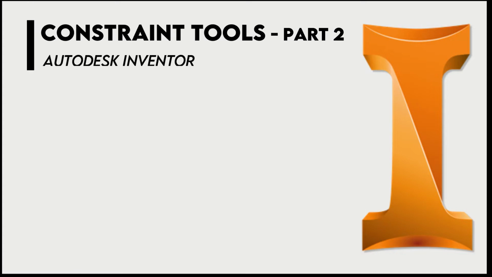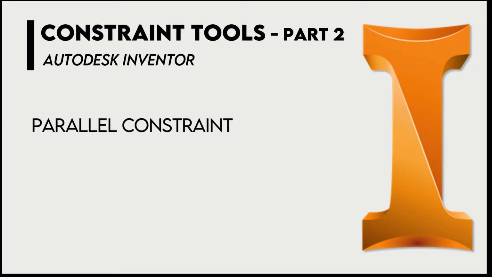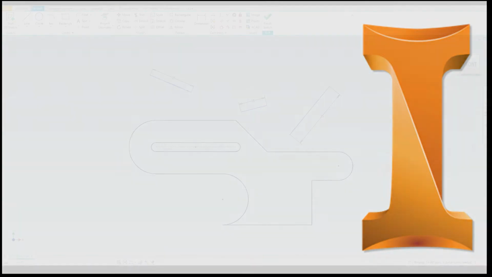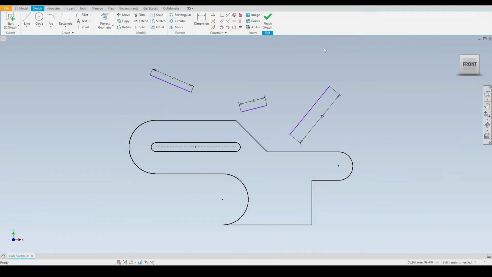Hello engineers! In this tutorial we will learn about 4 constraint tools. These are parallel, perpendicular, horizontal and vertical. So as you can see, I've drawn some basic geometries to demonstrate these tools.